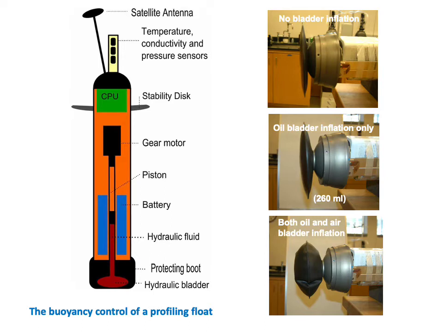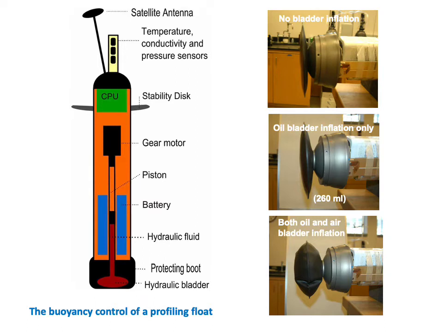And when that happens, the mass of the float is not changed, but its volume does change, and so its density changes, since density is mass per unit volume. And on the right here, I've shown you just in the lab what this might look like. On the top is the case with no bladder inflation. There are actually 2 bladders there, an air and an oil bladder that are sandwiched together. It looks like just one.